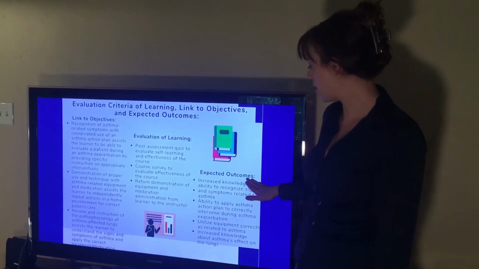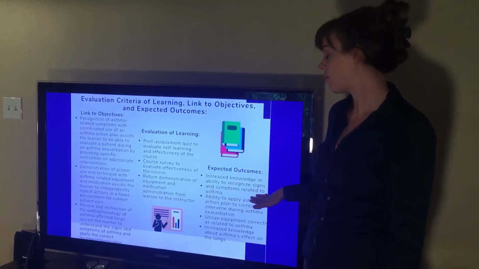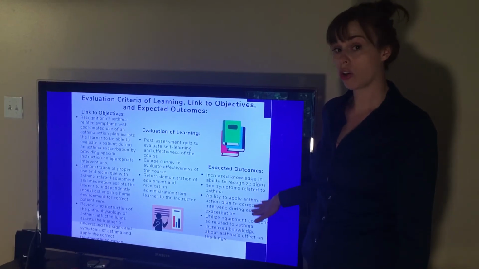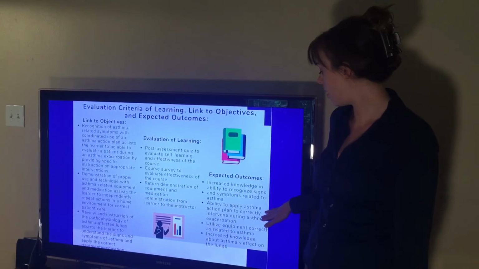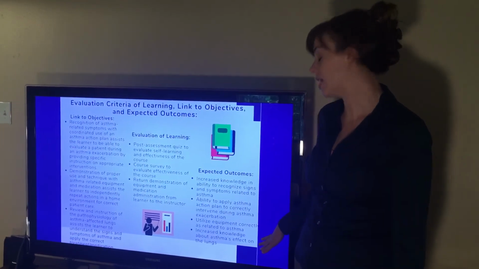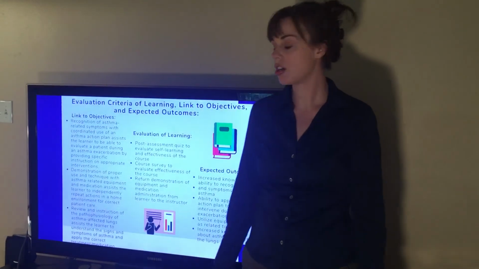And then expected outcomes would be increased knowledge and the ability to recognize asthma symptoms, the ability to use the asthma action plan correctly and appropriately for their child who has asthma, utilize the equipment correctly, and then increased knowledge about asthma's effect on the lungs, the pathophysiology of that process.